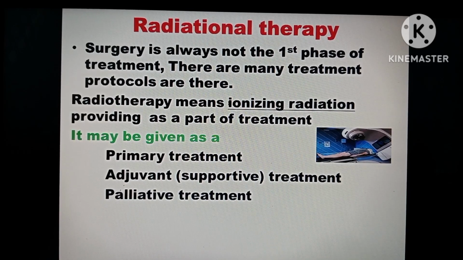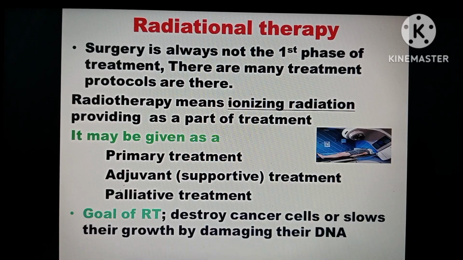So what is palliative treatment? If the client is in the third or fourth stage, or has severe pain or pain due to obstruction, then by giving this radiation therapy, they will kill the cancer cells, helping the client to get relief from symptoms, lead a quality life, and increase his lifespan.